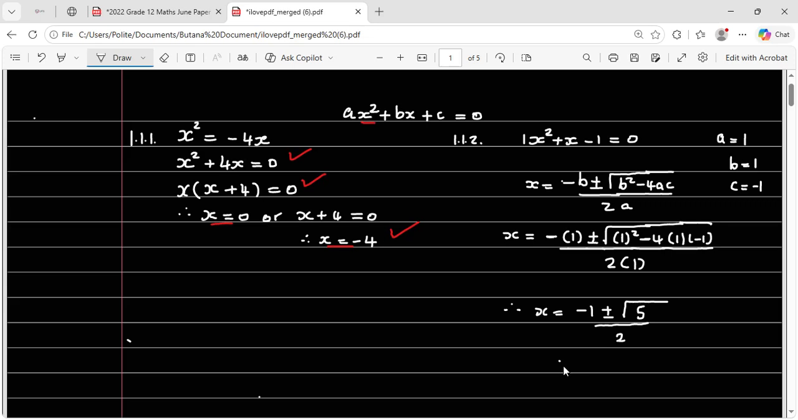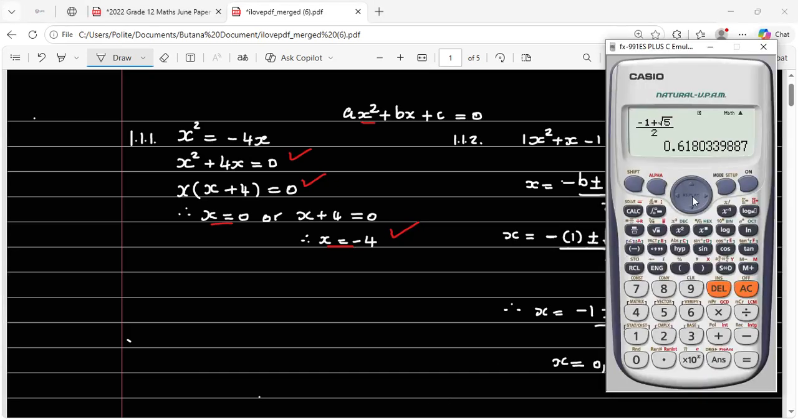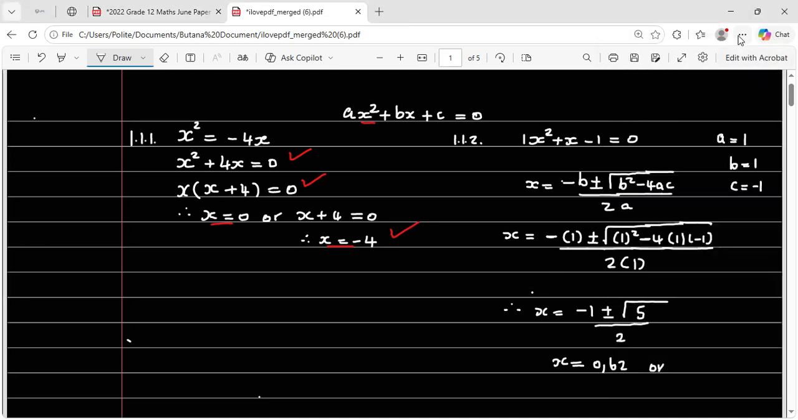So x is equal to 0.62, or we need to find the other x value. For the other x value, we change the sign there from positive to negative. So this sign now changes from positive to negative. So the other answer is negative 1.62 if you round it off. And that's it for this one.